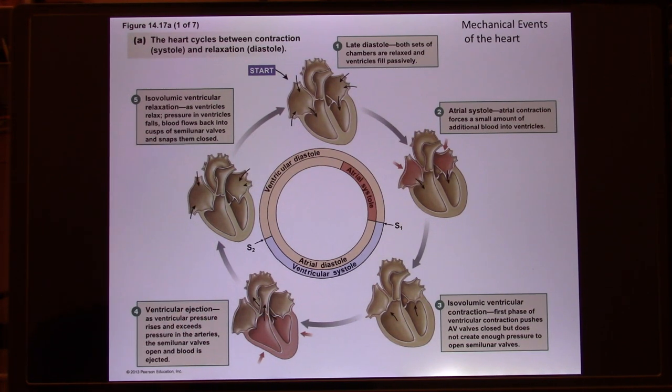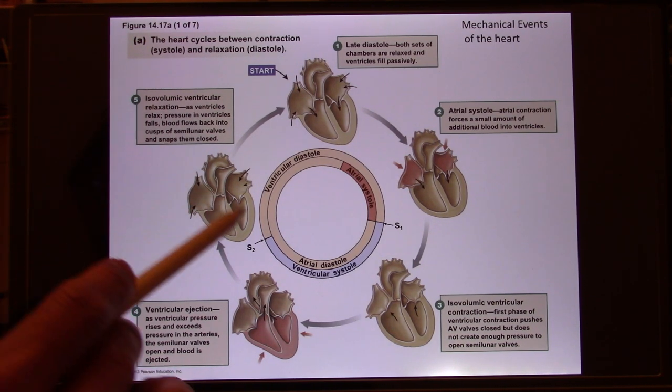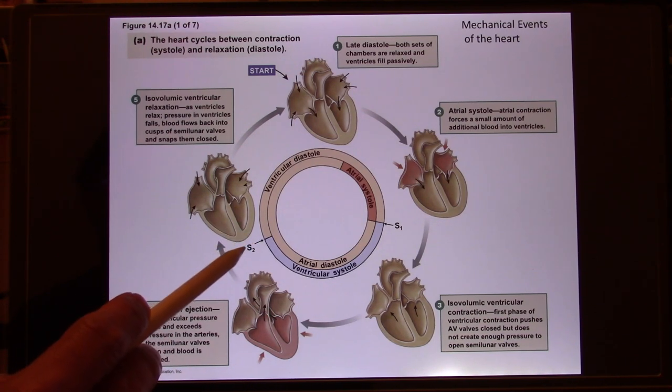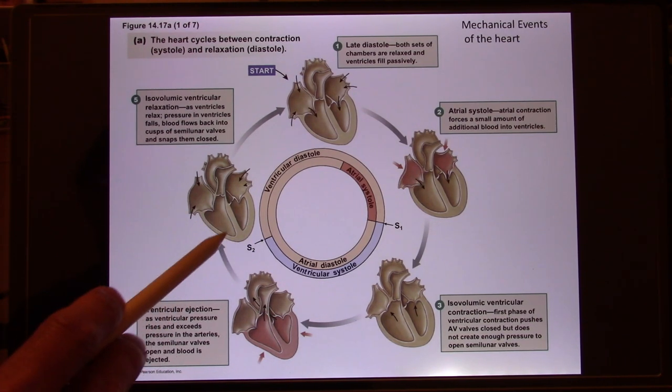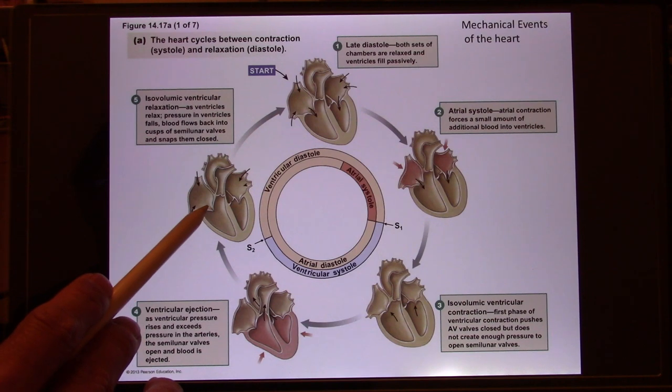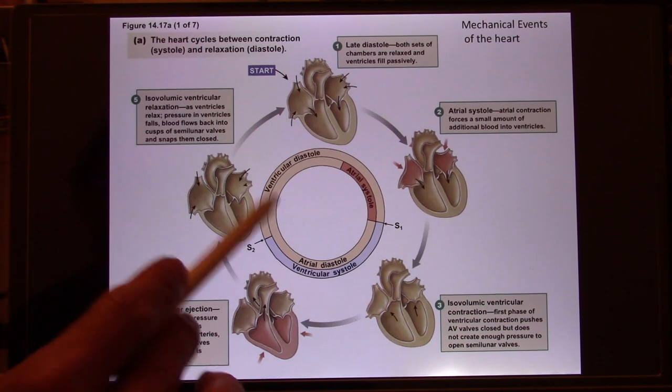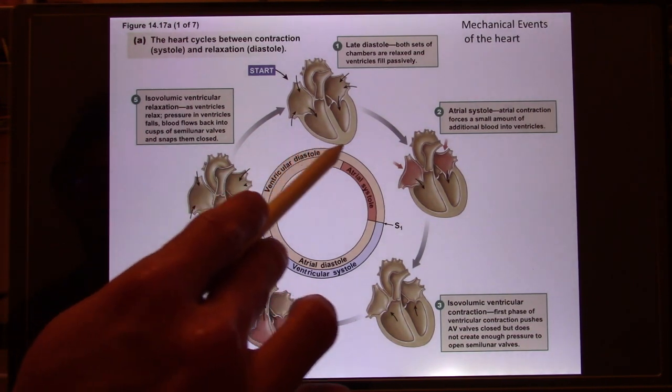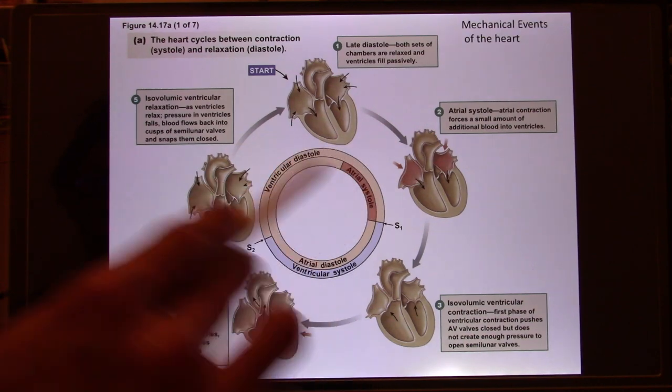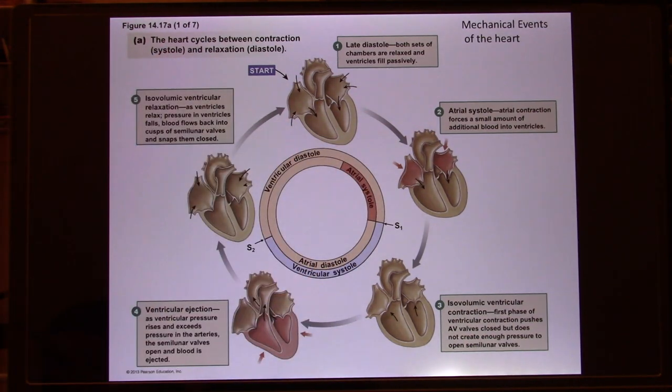Second heart sound. So the second heart sound comes from the two semilunar valves shutting close. And when they shut close, the pressure drops, and everything is operated by the pressure gradient, so blood starts to go. The ventricles fill, and then this cycle starts again. And that's the mechanical events of the heart.